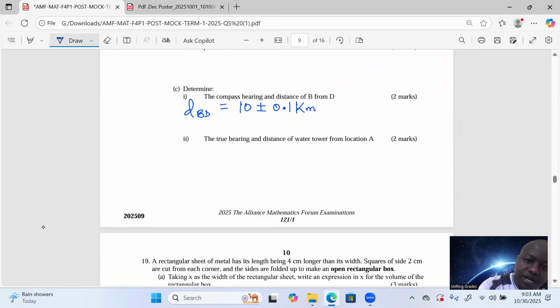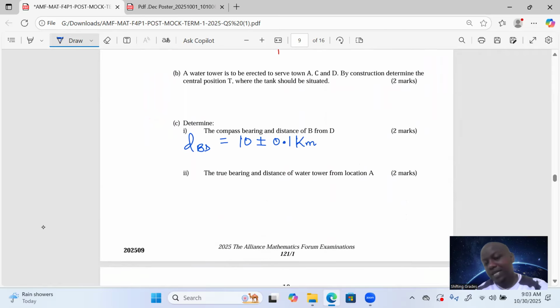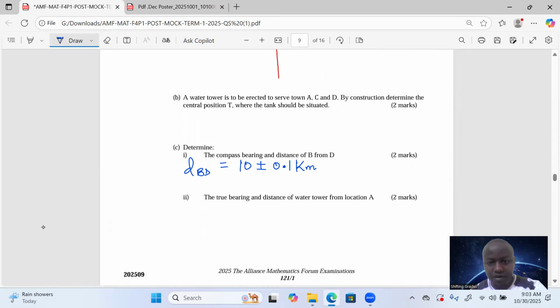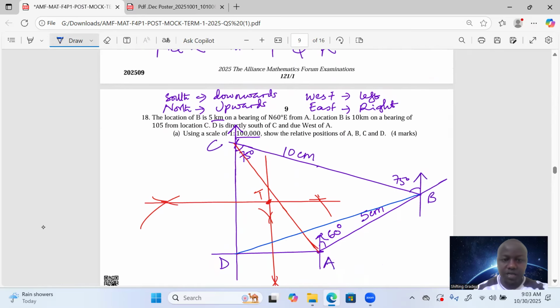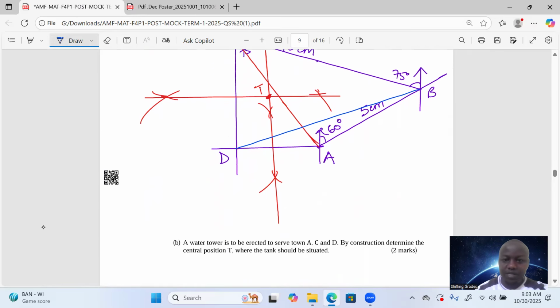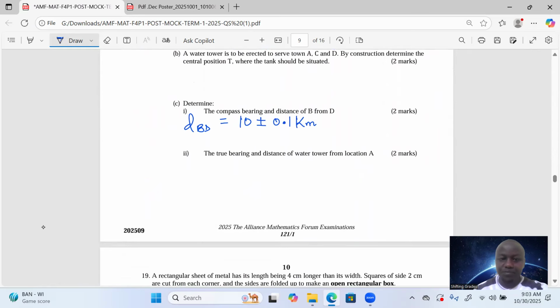The distance is already in kilometers because every centimeter represents a kilometer, so we don't incur a lot of steps in converting. Remember, according to the scale, 1 centimeter represented 1 kilometer.